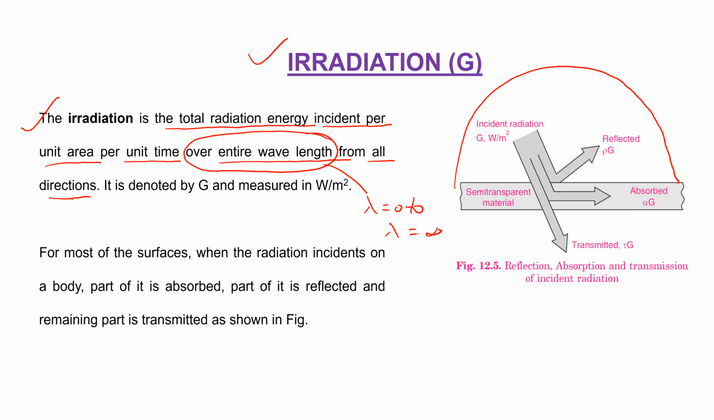So we can consider that the energy is coming over the surface from all the directions, and it is a total radiation energy. Total radiation energy means joules. Incident per unit area means per meter square, from all the directions, per unit time, so divided by second. So it would be watt per meter square. So it is basically the incident radiation which is shown here.